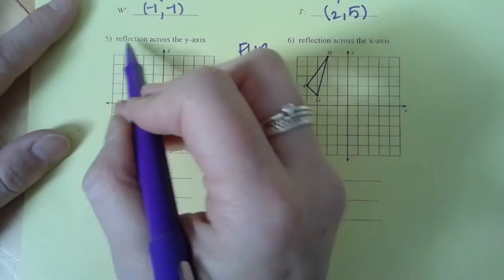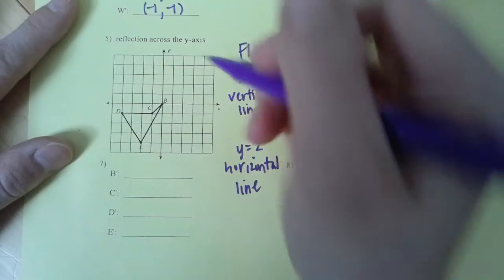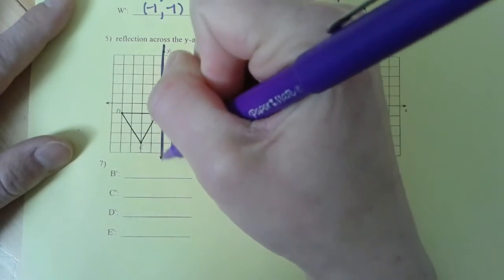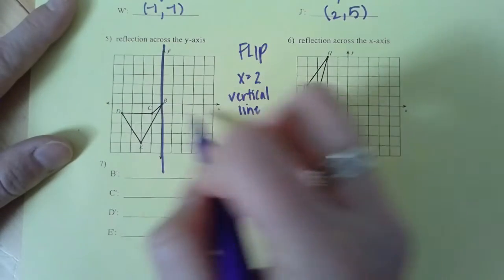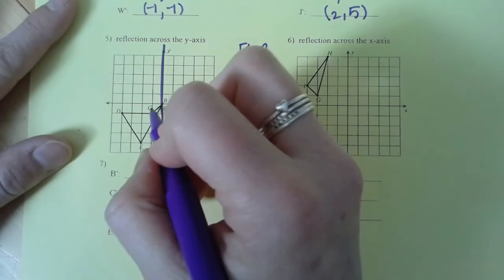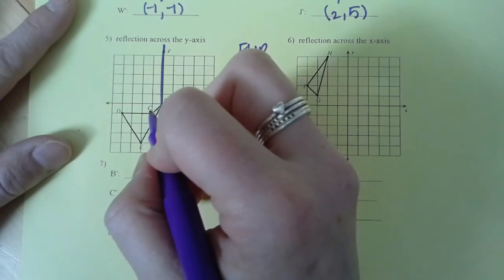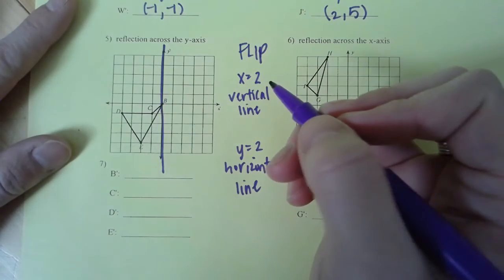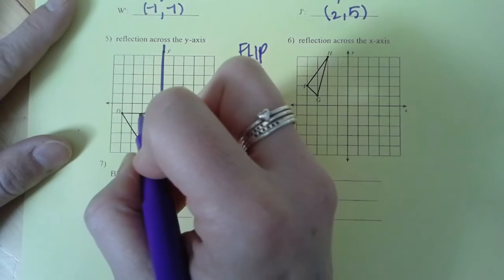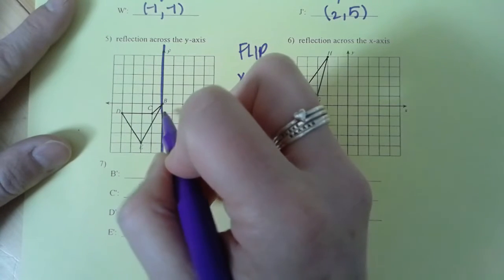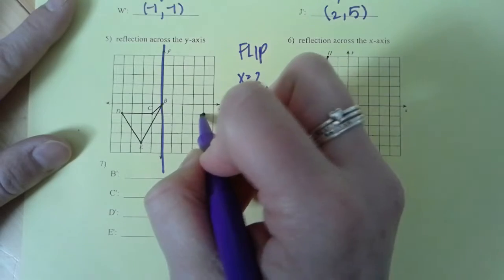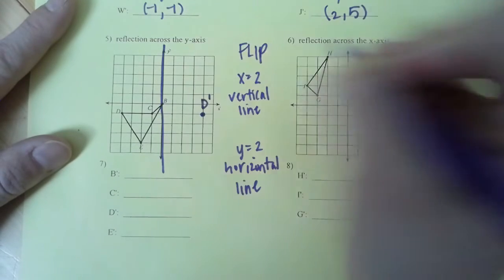So number 5 says a reflection across the y-axis. So the y-axis is right here. So we're going to reflect across the y-axis. So you count to the mirror line and then through the other side the same amount. So for example, D is 1, 2, 3, 4 spaces to the mirror. So then 1, 2, 3, 4 spaces through the other side is now D prime.